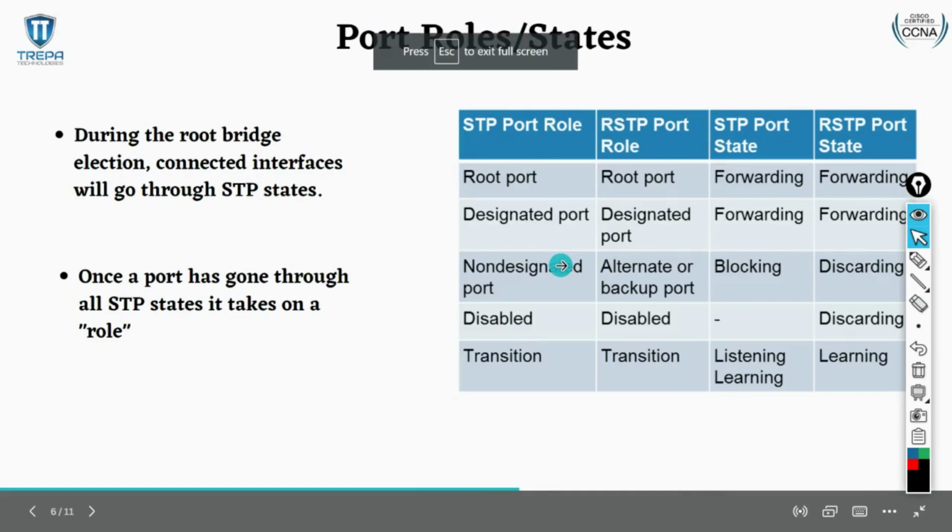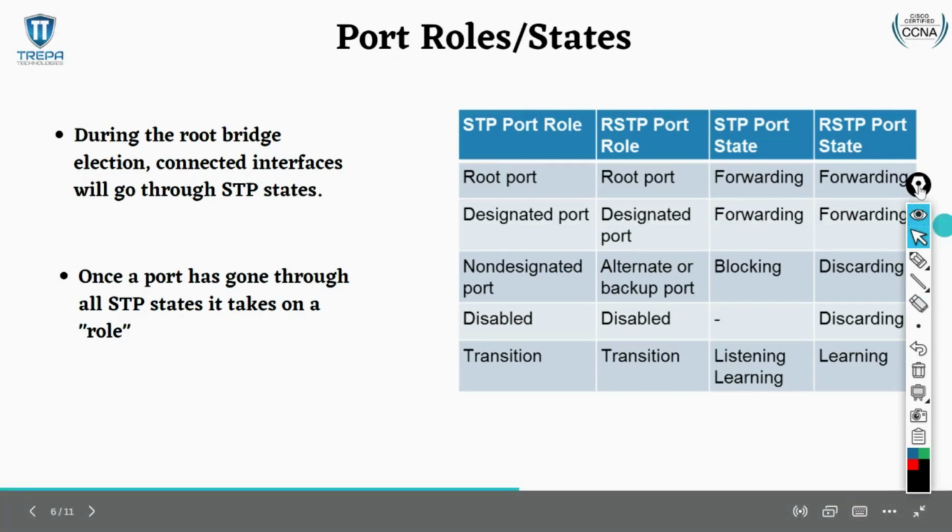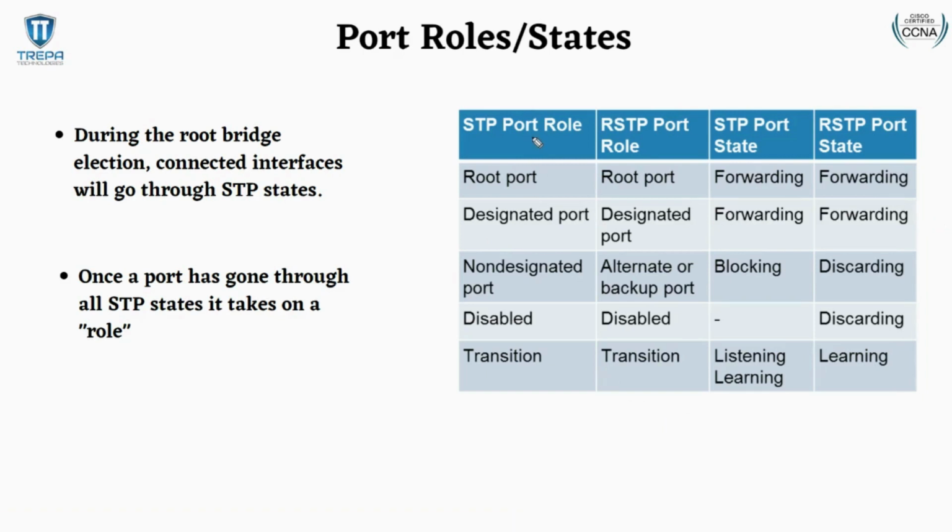Okay, and now we're going to go over the different roles and states. During the root bridge election, our connected interfaces between switches are going to go through different states. Then once it goes through the states, it's going to decide on the role of that interface. So let's check out this chart here. We have the regular spanning tree, and then we have rapid to show you the differences.